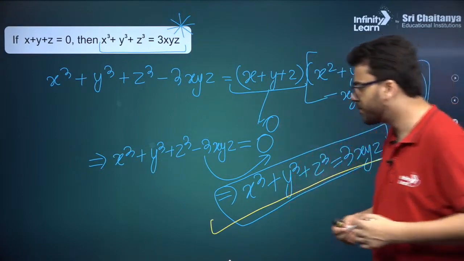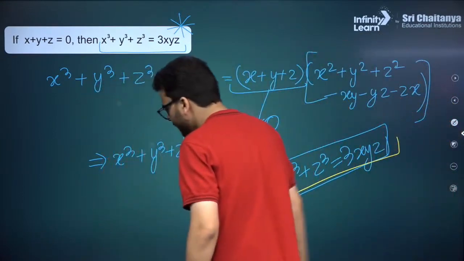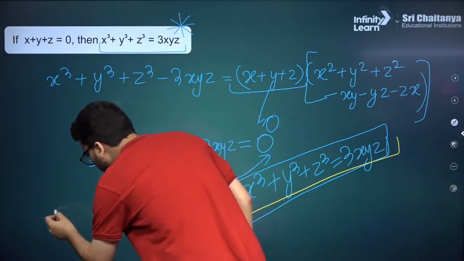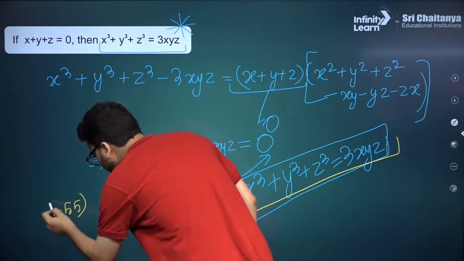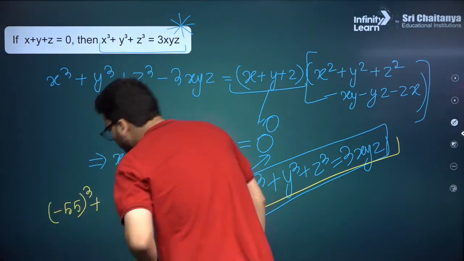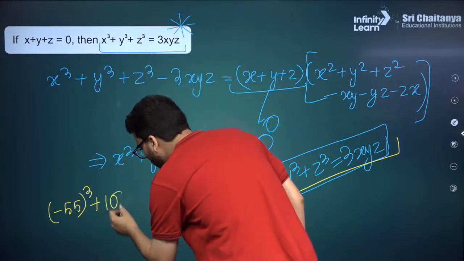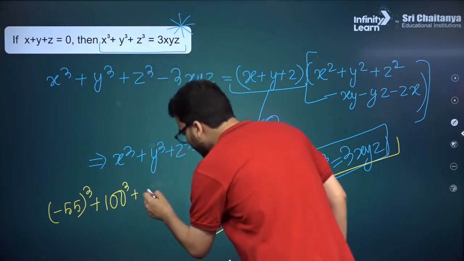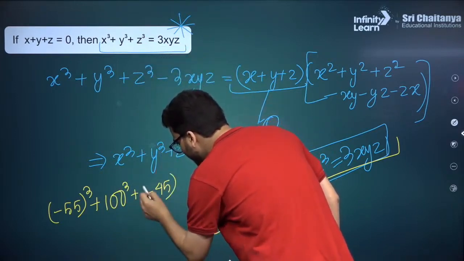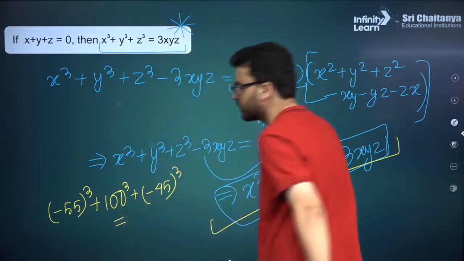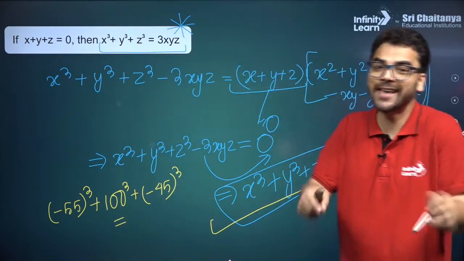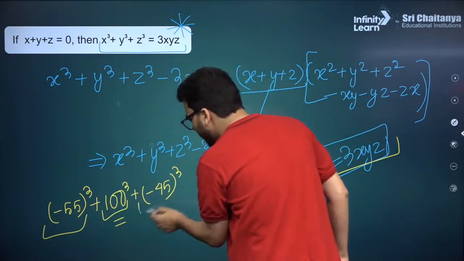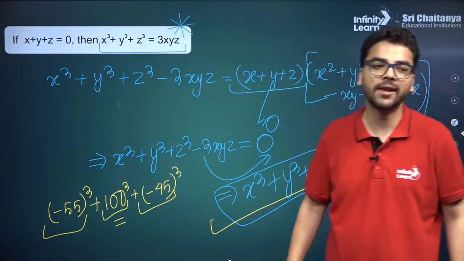Now, suppose I ask a simple question from you. Can you tell me what is the value of this thing? Suppose I find minus 55 the whole cube plus 100 the whole cube plus minus 45 the whole cube. Can you find the value of this thing and let me know, guys? What will be its value without actually calculating the cubes? You don't have to actually calculate these cubes.